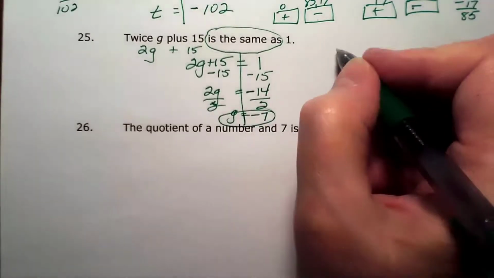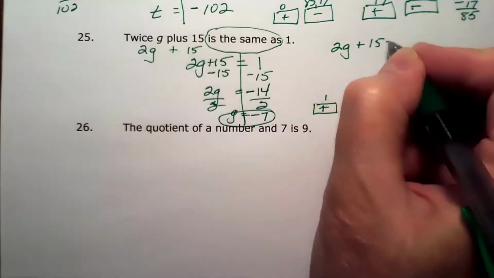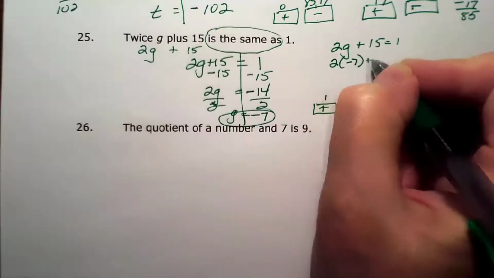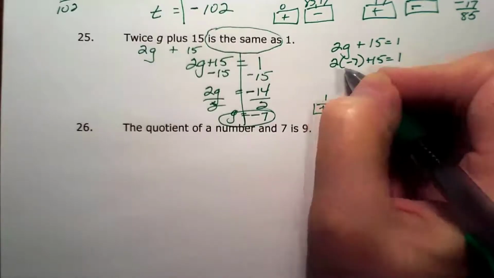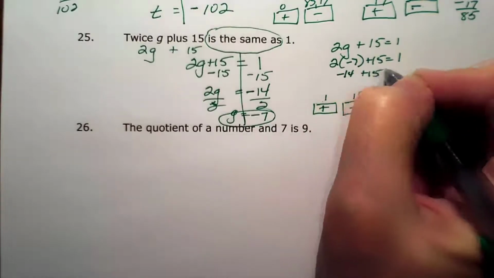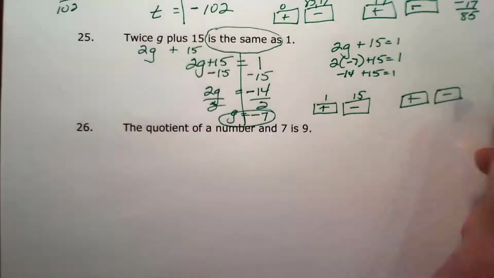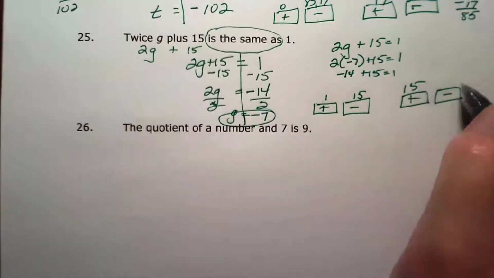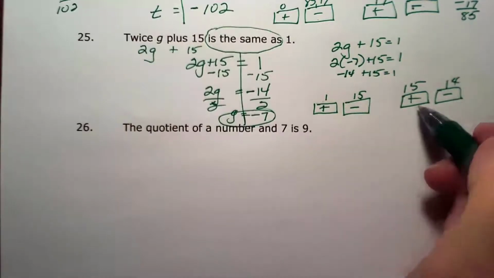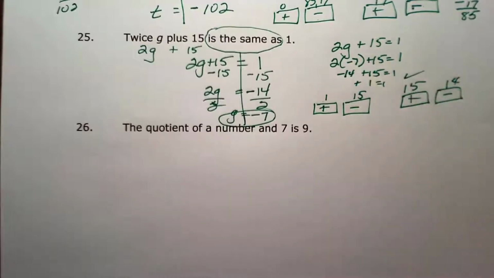If I want to check that, I say 2g plus 15 equals 1. And instead of g, I put in negative 7. So 2 times negative 7 is negative 14 plus 15 equals 1. The positive box has 15, the negative box has 14. Which box has more? The positive box. How much more? 1 more, so 1 equals 1, it checks.